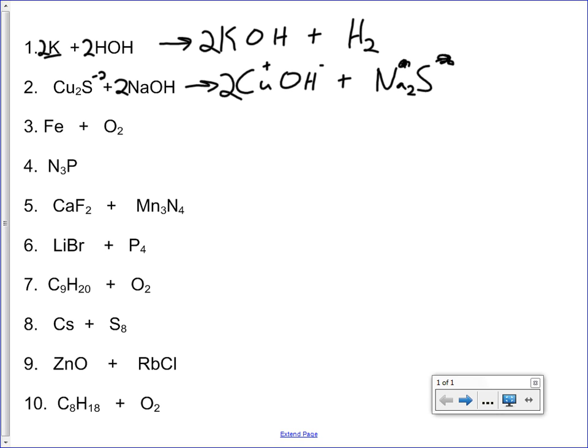Yeah, but there's 1 sulfur. There's 1 sulfur. Each sulfur is -2. If copper is +1, 1 times 2 is 2. Yeah?